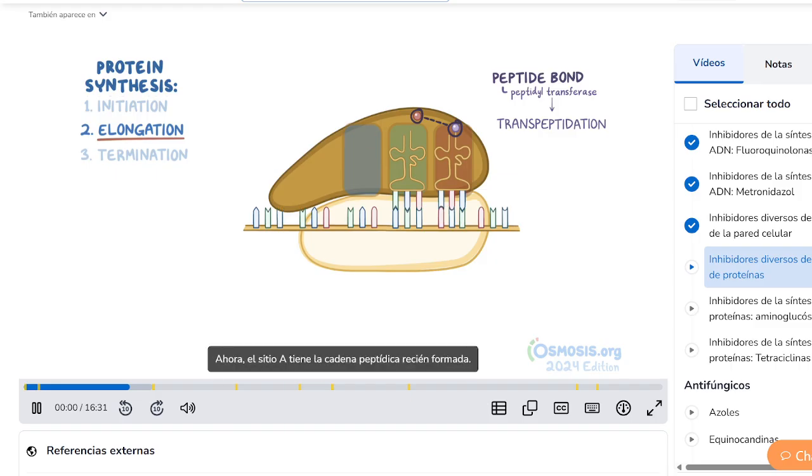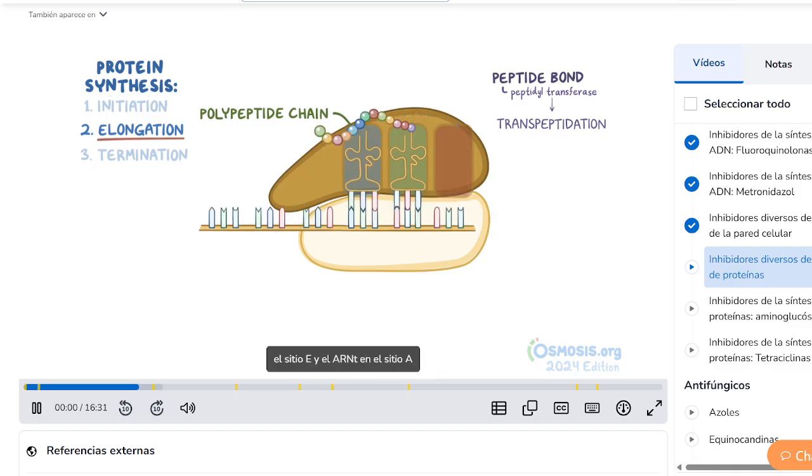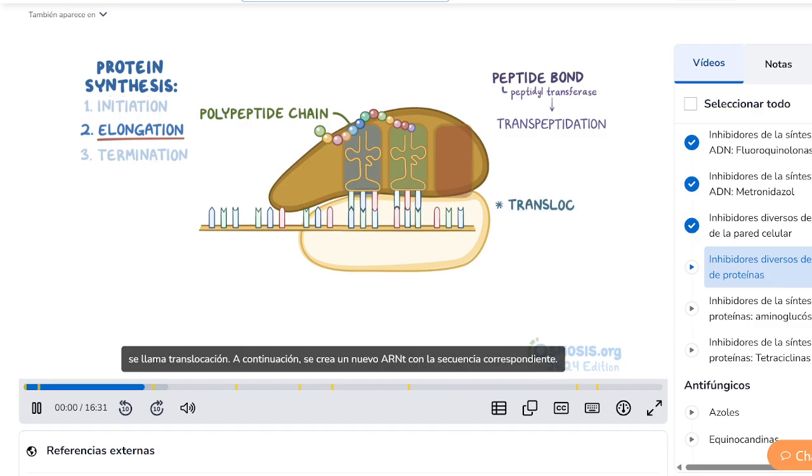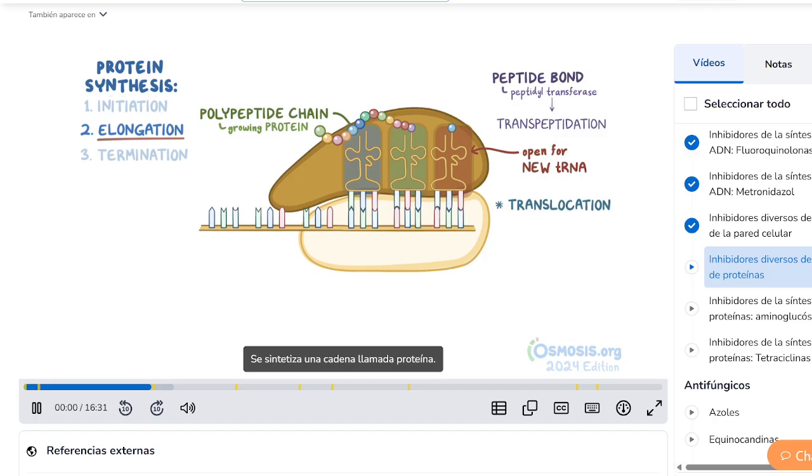Now, the A site has the newly formed peptide chain dangling from it, while the P site has an empty tRNA with no amino acids. In the final stage of elongation, the tRNA in the P site slides over to the E site, and the tRNA in the A site slides over to the P site. The ribosome slides over, so the free A site is over the next codon on the mRNA in a process called translocation. Next, a new tRNA with the matching anticodon binds, and the process repeats until a long peptide chain, called a protein, is synthesized.